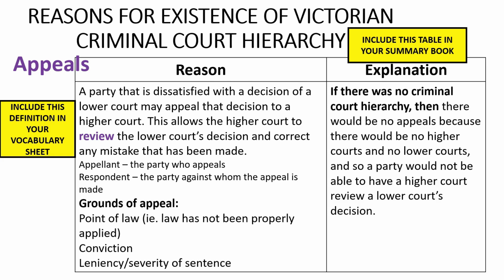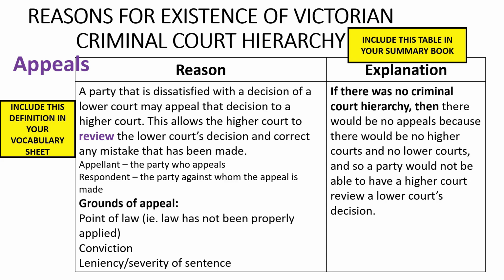Now, in the diagram that you've already included in your summary books, you have a number of examples of appeals in the Victorian criminal court hierarchy. First, a party can appeal a decision of the Magistrates' Court to the trial division, or a decision of the County Court or trial division to the Court of Appeal, on a point of law, that is, where the party believes that the lower court has made an error of law or has misapplied the law.